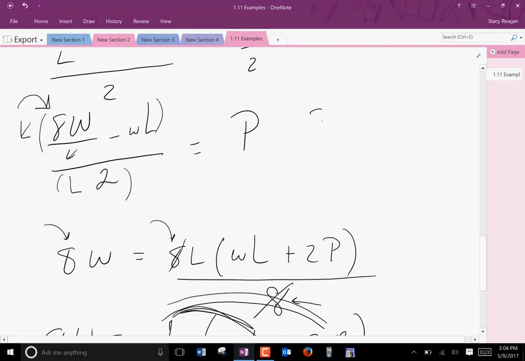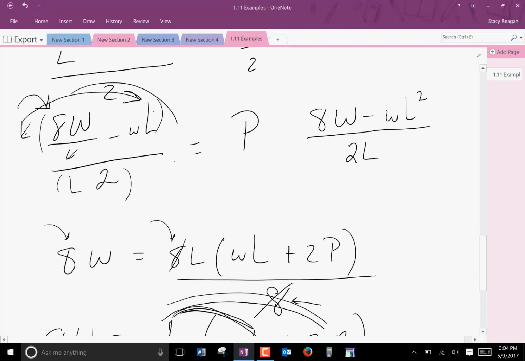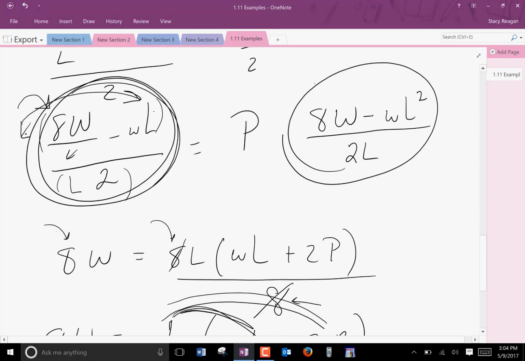and I would have gotten 8W minus WL squared, because L times L squared, if I distributed, that would have been the L squared, and on the bottom I would have gotten 2L. That's exactly what the book got. So this one that I got is just a different form of what they got in the book.